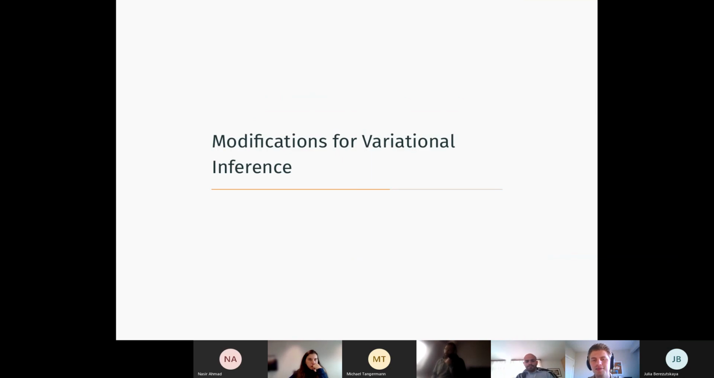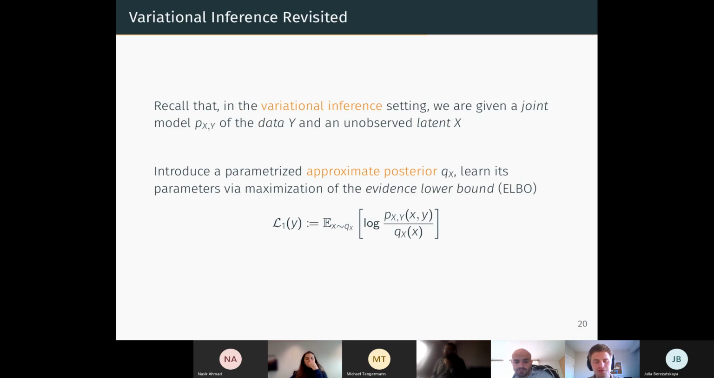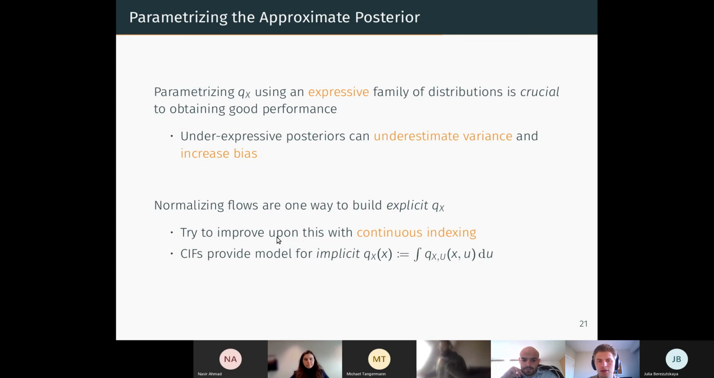So yeah, exactly, just modifications. We have to modify the CIF model a bit for variational inference. Let's see how we do it. I'm not going to stay on this slide too long. Basically, we have this model of the data y and unobserved latent x. To do VI, we introduce a model Q, and we learn its parameters using the lower bound objective here, the ELBO, which I've called L1. The whole point of VI is to parameterize Q using a very expressive family of distributions. Because if your family of distributions is underexpressive, you could underestimate the variance of your posterior or have increased bias. Both are bad things.